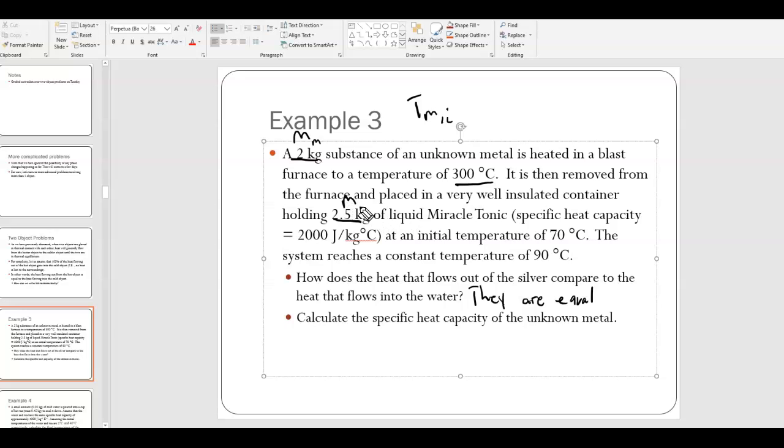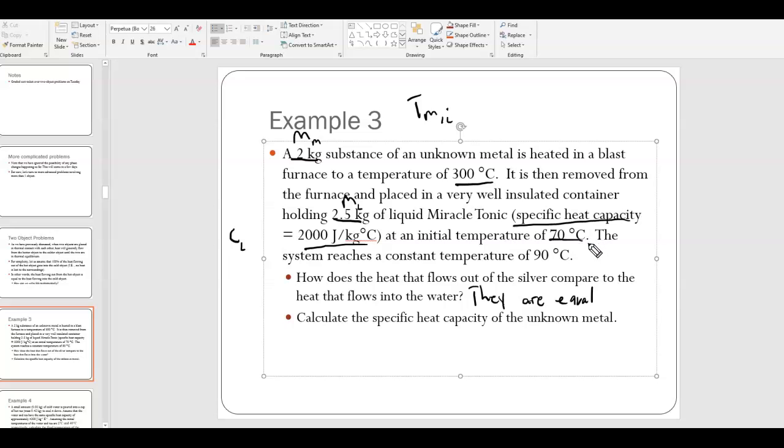So I'm going to call that mass, it's a liquid miracle tonic, so I'm going to write ML, mass of the liquid. Again, you could label this mass too if you wanted. It doesn't really matter what you call your variables, but they do give us the specific heat capacity, and that's going to be CL, specific heat capacity of the liquid, at an initial temperature of 70 degrees Celsius. And again, we don't need to convert that because our equation has delta T in it, so we're fine to keep it in Celsius. Now, if you did convert to Kelvin, you should get the exact same answer.